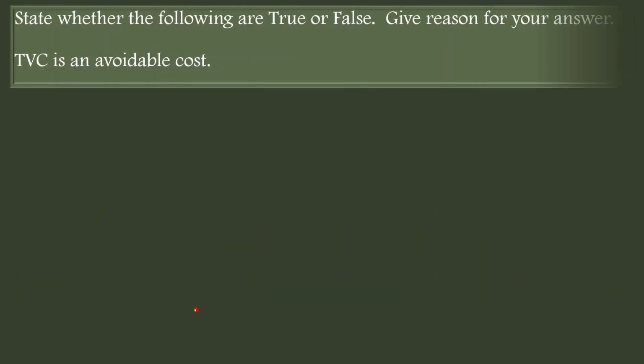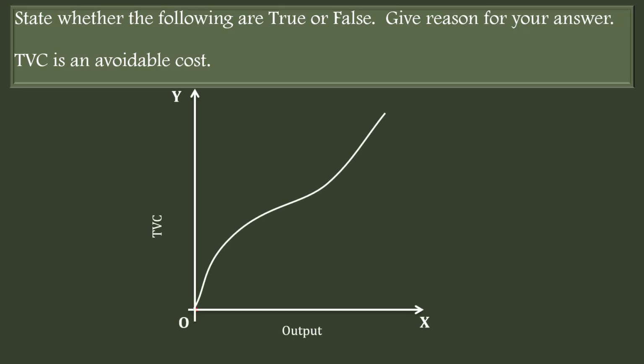State whether the following are true or false. Give reason for your answer. Total variable cost is an avoidable cost. False. Total variable cost is not an avoidable cost.